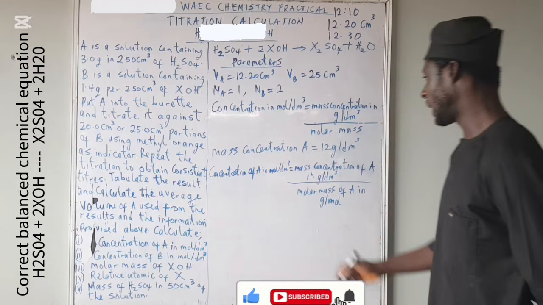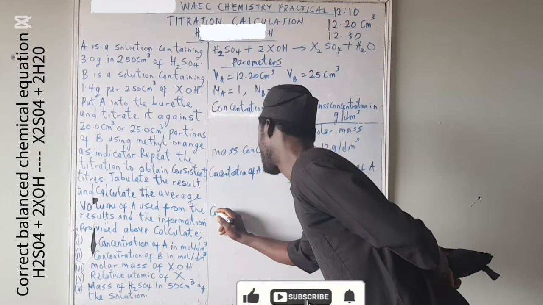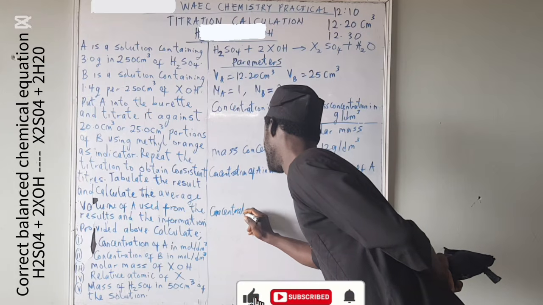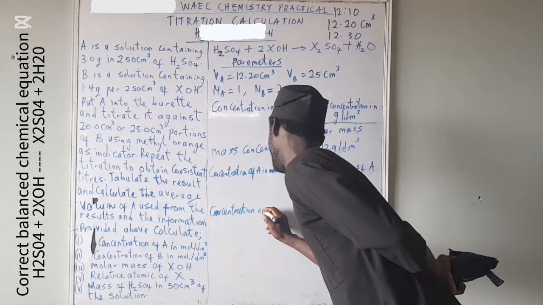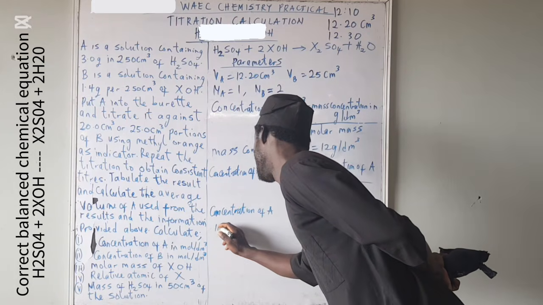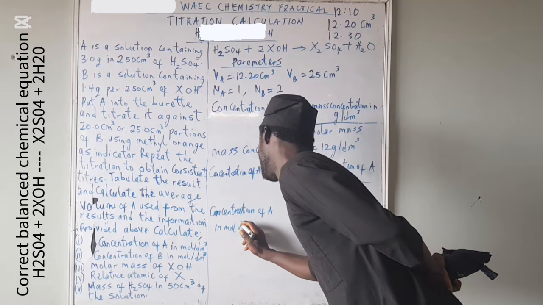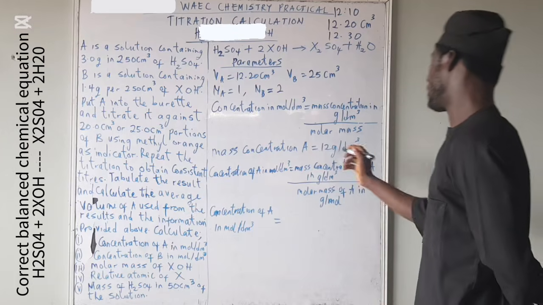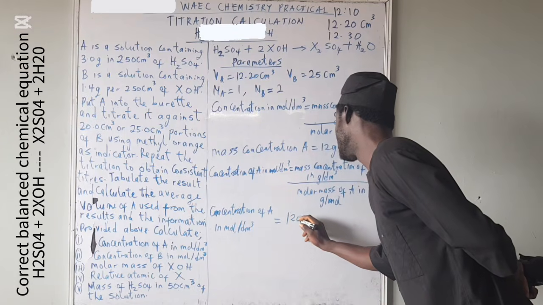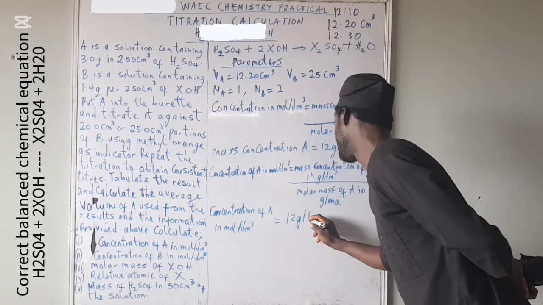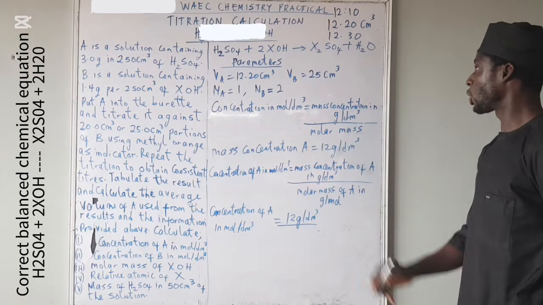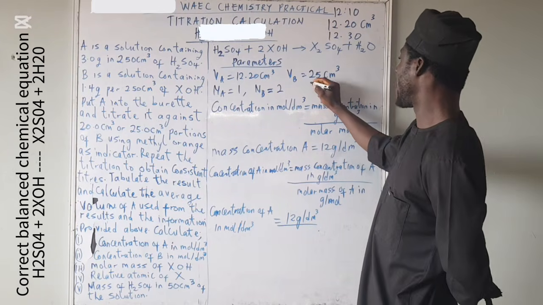Now let's plug in the values. So we have the concentration of A in mole per dm cube, which is what we want to find. We have the mass concentration in gram per dm cube over the molar mass of A, and our A is H2SO4.